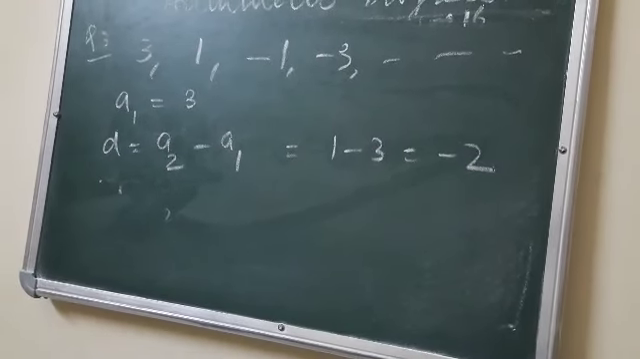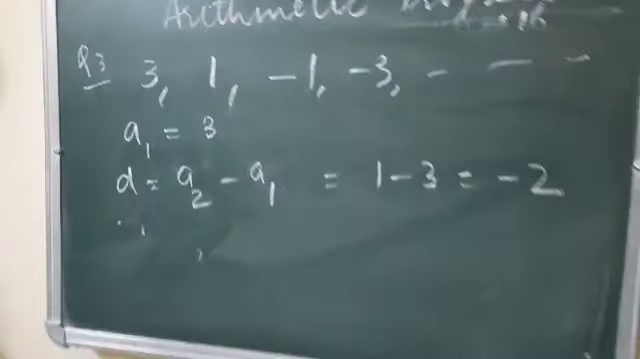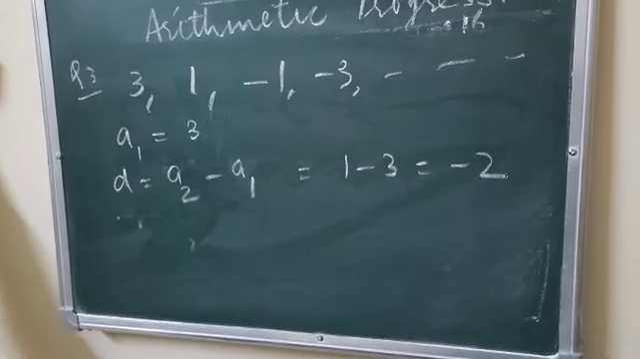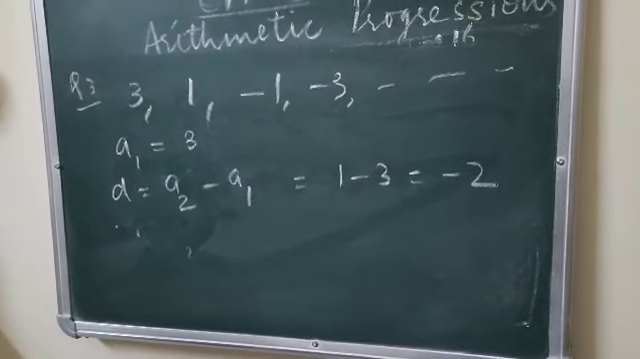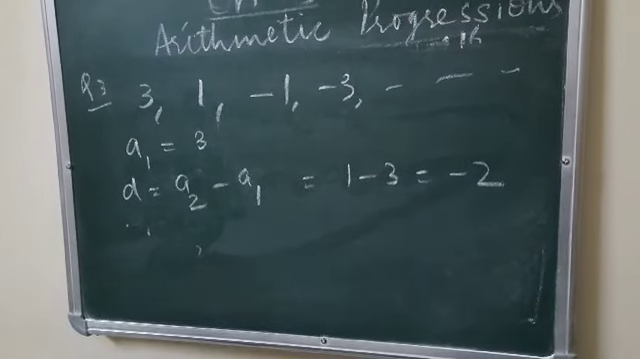Question number 4 is again same as example we have done. You have to check whether it is forming an AP or not. If it is forming an AP, then you have to find D and the next 3 terms. So it is the mixture of all the questions we have done till now. So fourth question you have to do yourself.